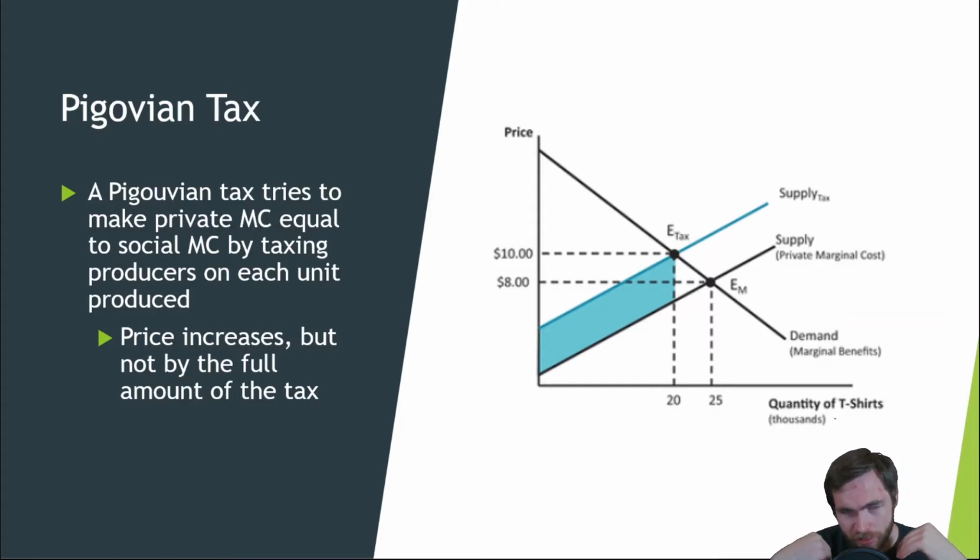And what this does is it generates a more socially optimal outcome where private marginal costs are equal to social marginal costs. But if this Pigovian tax is $3, what we see in this example here is the price actually only increases by $2. And this is because the demand curve is not perfectly inelastic. As long as the demand curve is not perfectly inelastic, the full amount of the tax increase cannot be passed on to consumers. The producer eats some of it.